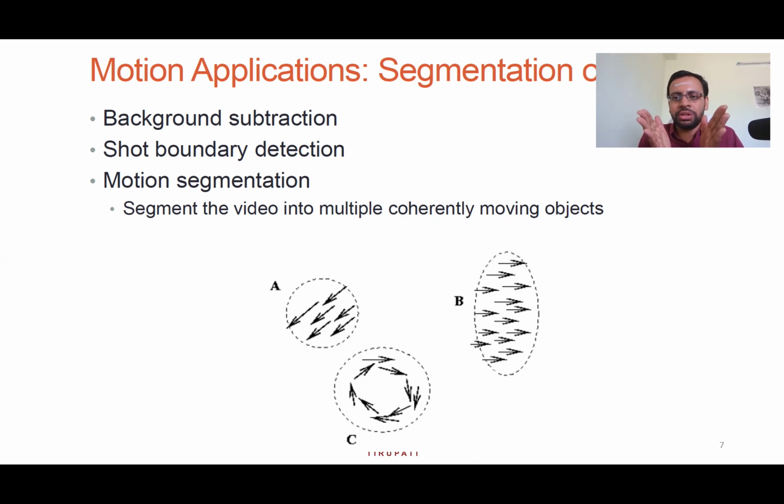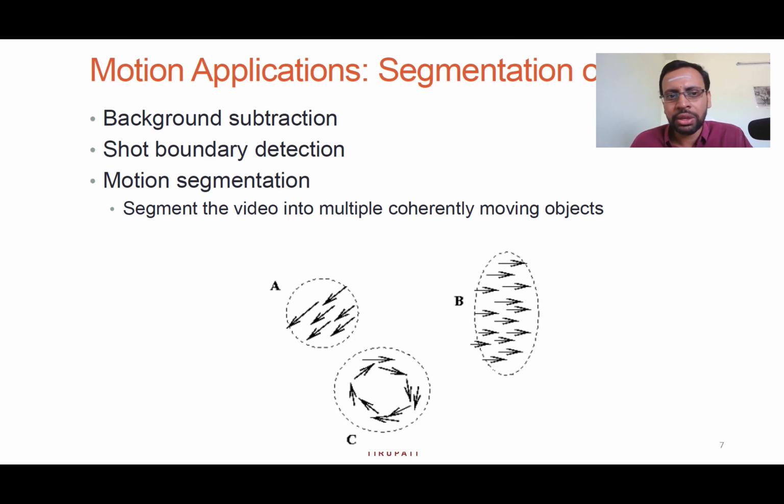So there, each one would be moving coherently, each object with some velocity. So that value could be constant, for example, for a given object, but there are different objects moving in different directions, or if not in different directions, with different displacement values or velocities.